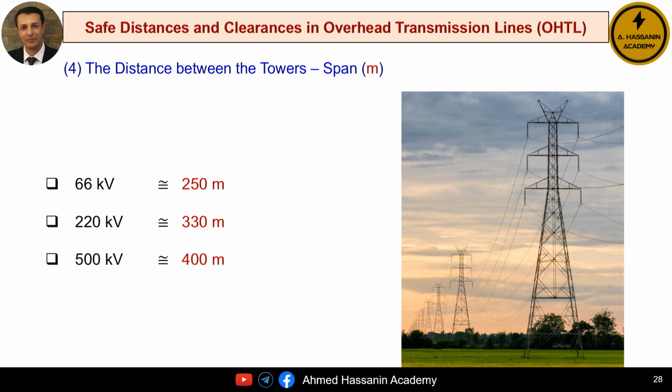In the case of an overhead line with a voltage level of 220 kilovolts, the distance between one tower and the next is approximately 330 meters. In the case of an overhead line with a voltage level of 500 kilovolts, the distance between one tower and the next is approximately 400 meters.